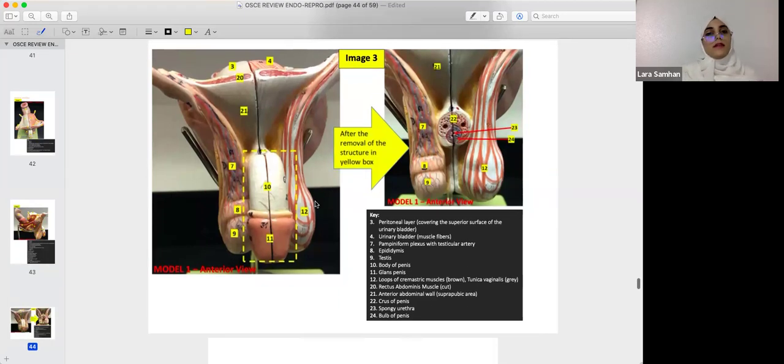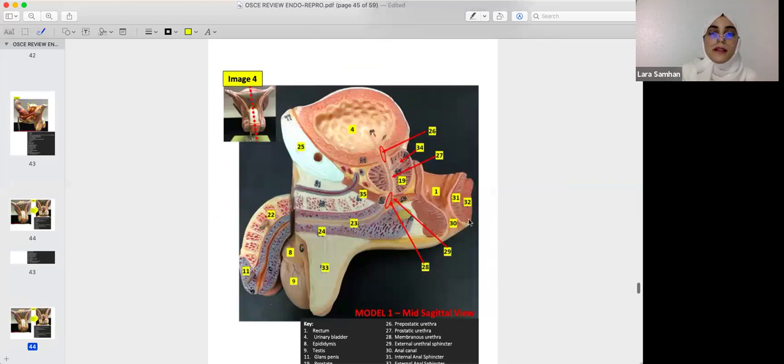Regarding the naming, usually they will pinpoint a structure in here, and they might ask, for example, what's the name of the structure, or what pathology can happen, or they might give a histology picture, for example of the seminiferous tubule or the vas deferens, and they might ask other sub-questions about this histological picture. Okay.